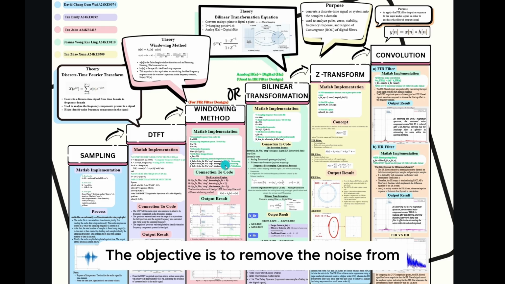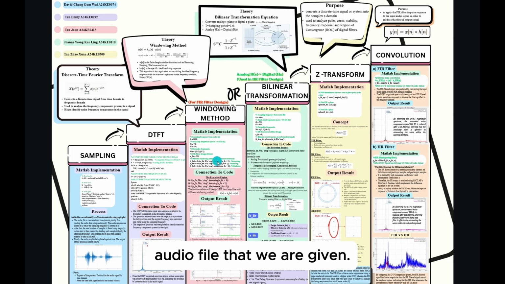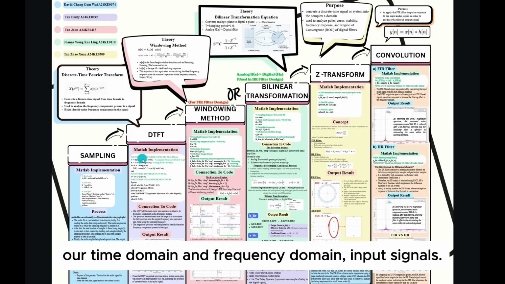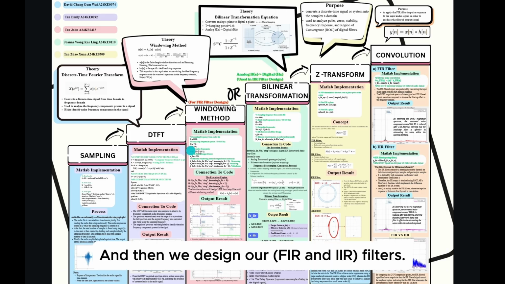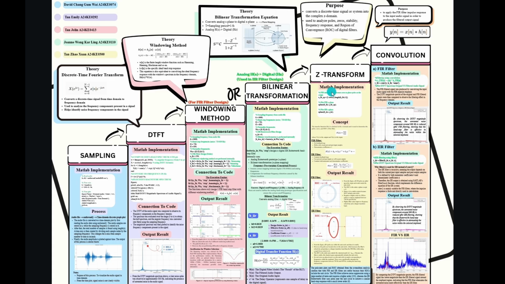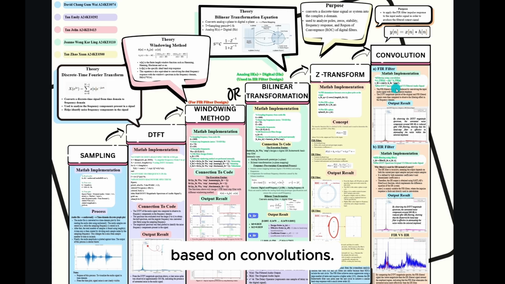The objective is to remove the noise from the audio file that we are given. So here's our overall step. First things first, we need to find out our time domain and frequency domain input signals, and then we design our filters. After that, we check the stability with Z transform. And lastly, we find out the output signal based on convolutions.